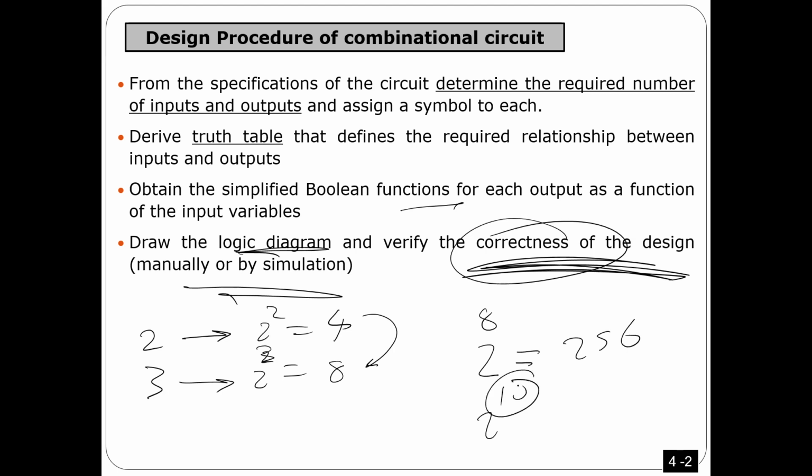And if you have 10 inputs, we're going to go for 1024. You got what I'm saying? So the problem is, every time you increase the input by one variable, the truth table is going to double. Imagine if you have 10 inputs, the truth table is going to have 1024 rows. For sure, that's going to be very difficult to design a circuit like this.